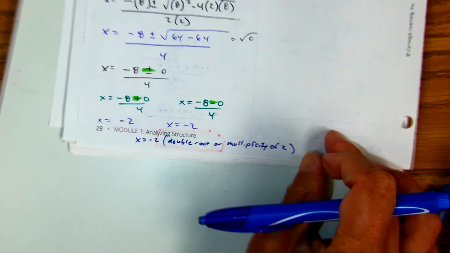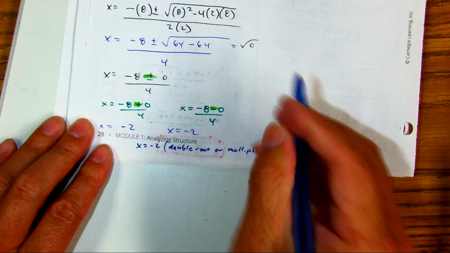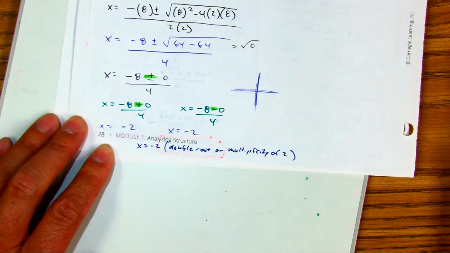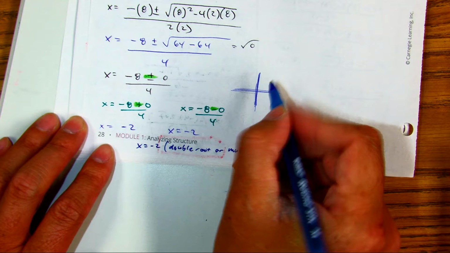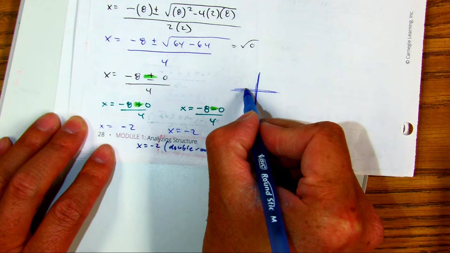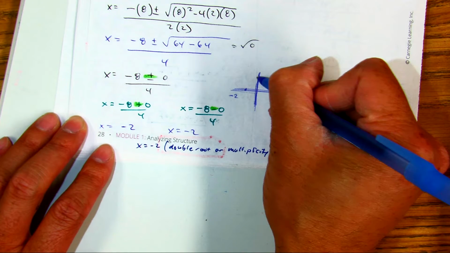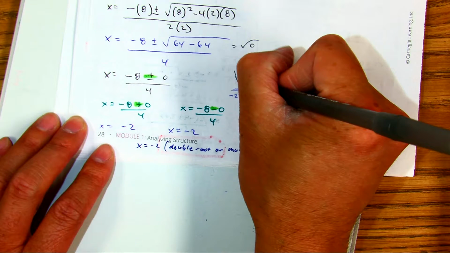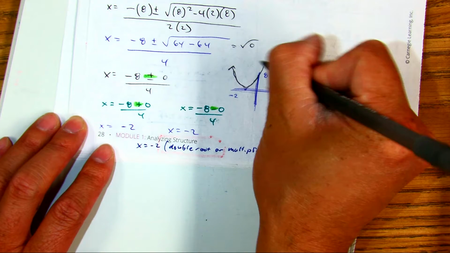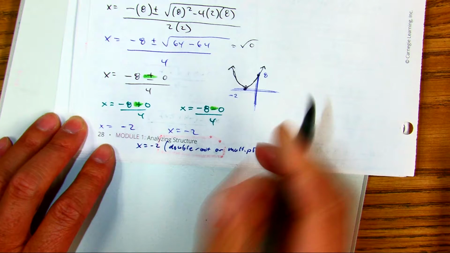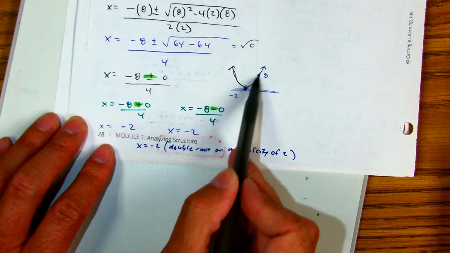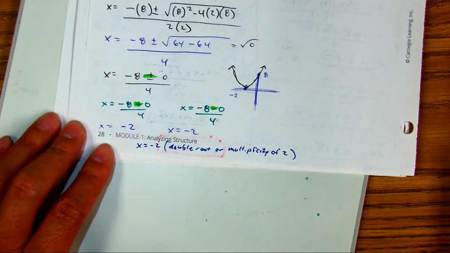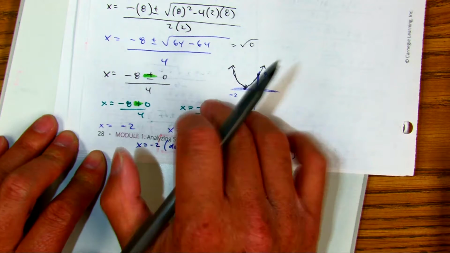What does this mean? If you graph it, I know that the graph is going to touch the x-axis at x equals -2. It's going to go through a y-intercept of 8, and my graph's going to look something like this. So it's only going to touch at x equals -2, not twice, but they call that a double root or multiplicity.